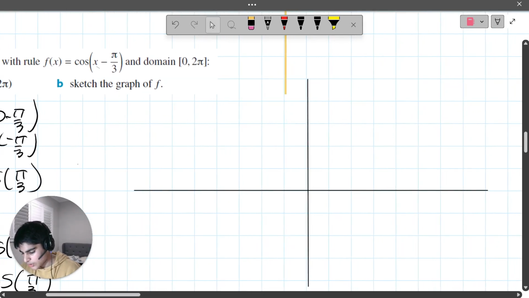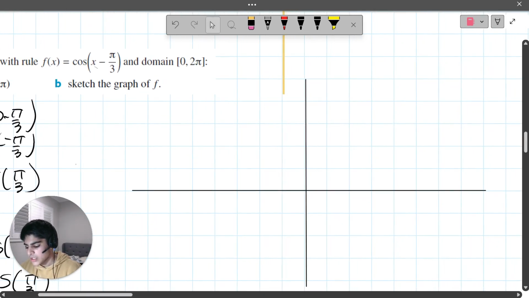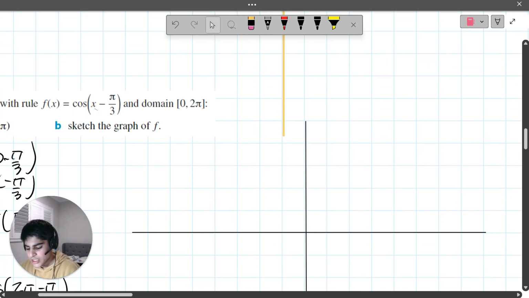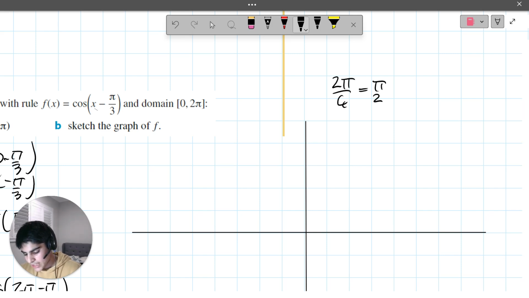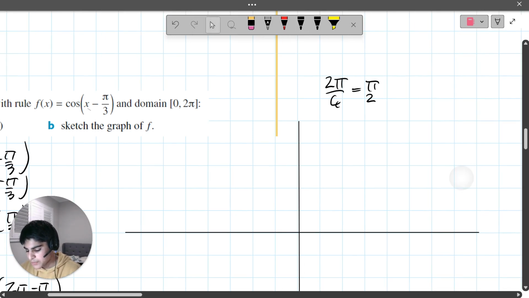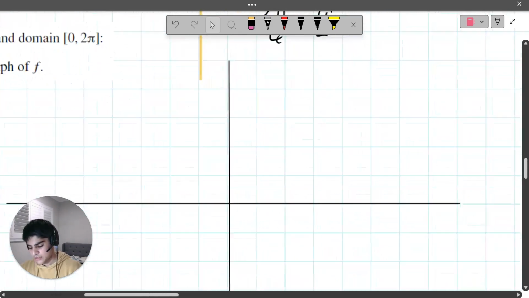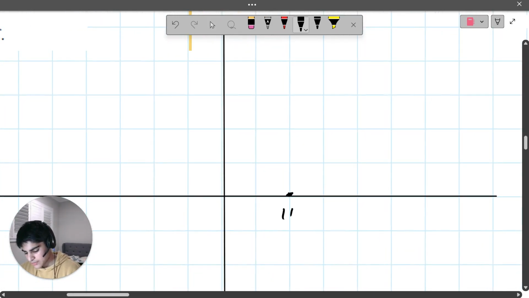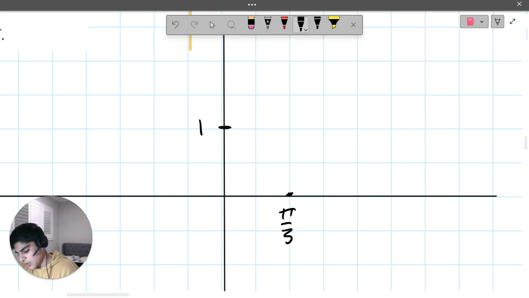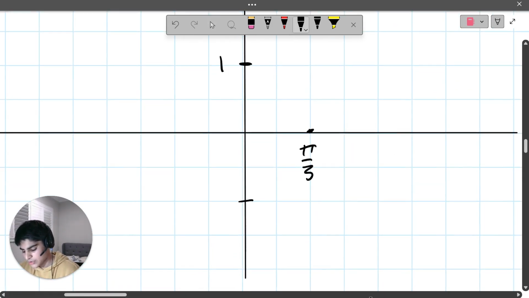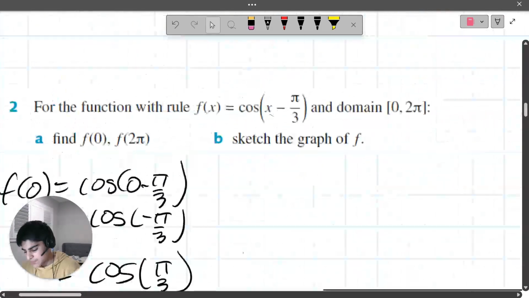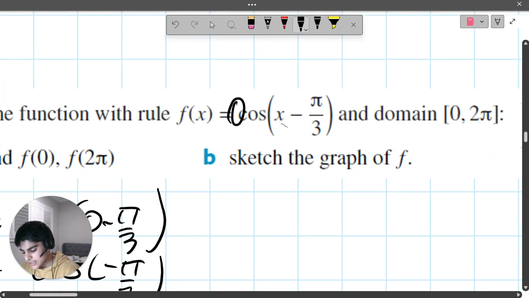When we're sketching it, we're going to use the same method I just told you. We're going to split the period into 4 components. 2 pi divided by 4 equals pi on 2. At every point we're just going to keep adding pi on 2 to find each point of significance. This is our starting point, pi on 3. This is our amplitude. I forgot to mention this. The 1 here is the dilation relative to the y-axis.